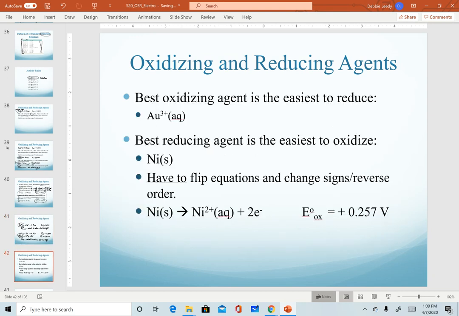So just as a quick summary, here's the answer slide. Our best oxidizing agent is gold ion in the aqueous form. And then our best reducing agent, the one that's easiest to oxidize, is the nickel solid because we flipped that equation.